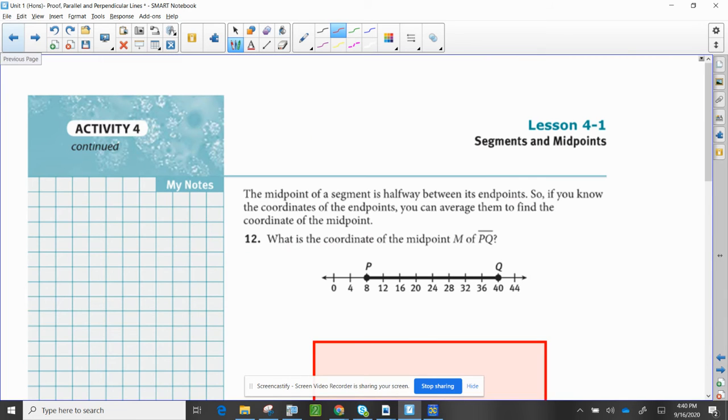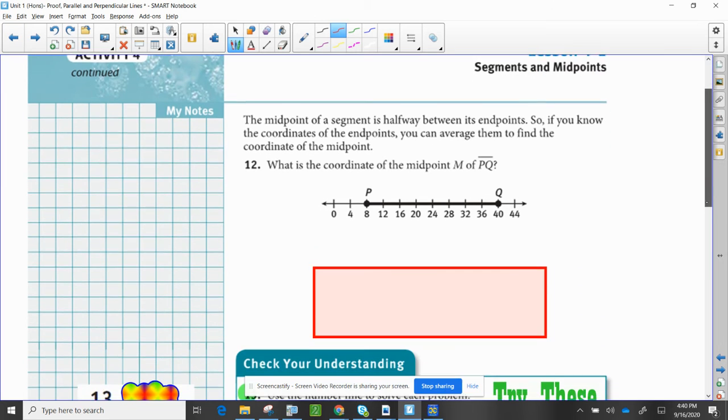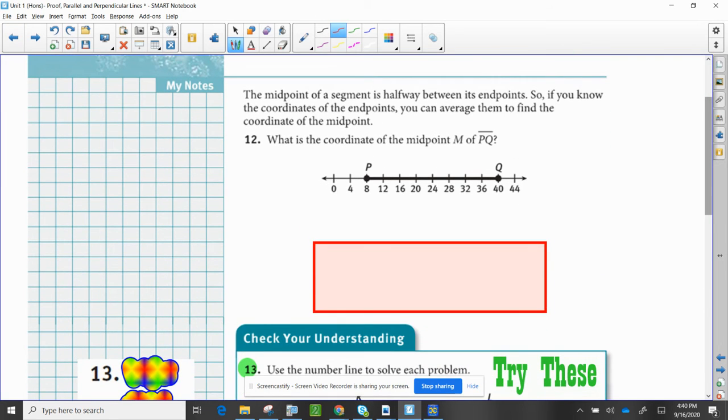Okay. All right, so the midpoint of a segment is halfway between its endpoints. So if you know the coordinates of the endpoints, you can average them. So to average, you take your two values, you add them up, right? So value 1 plus value 2, and to average them, you would divide by how many numbers you have.